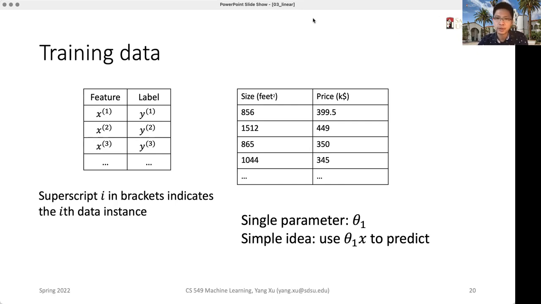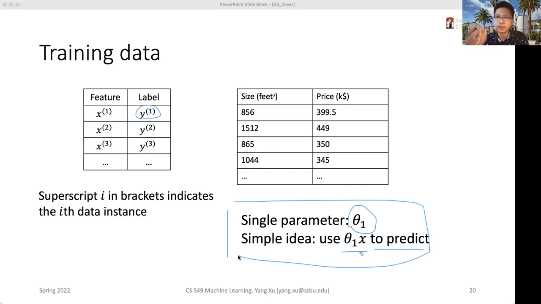We will use a single parameter theta 1 as our parameter, and we use the product of theta 1 times x to predict the target label, which is y. Okay, so this is a simple way to utilize the features and the parameters. There will be one parameter involved here.